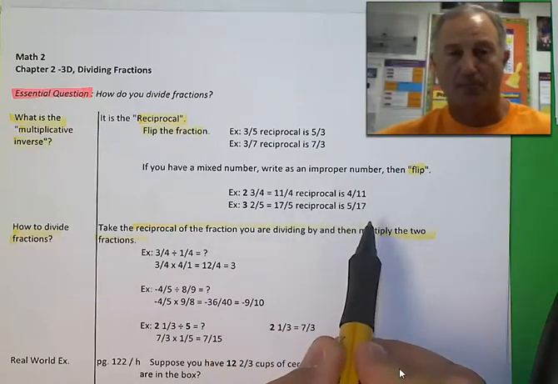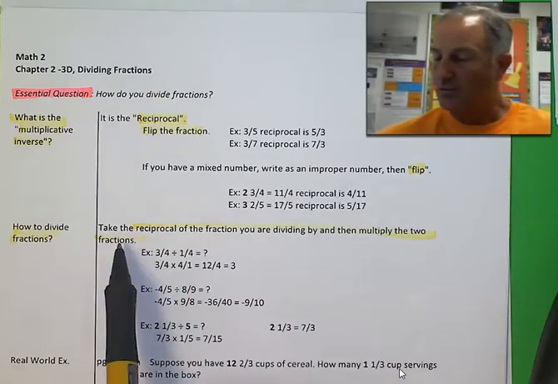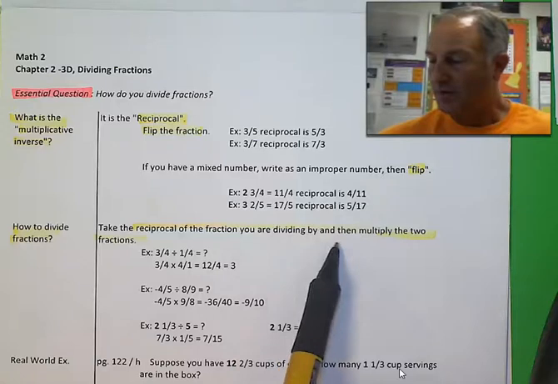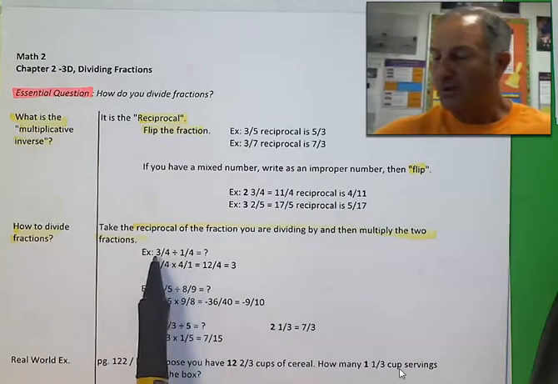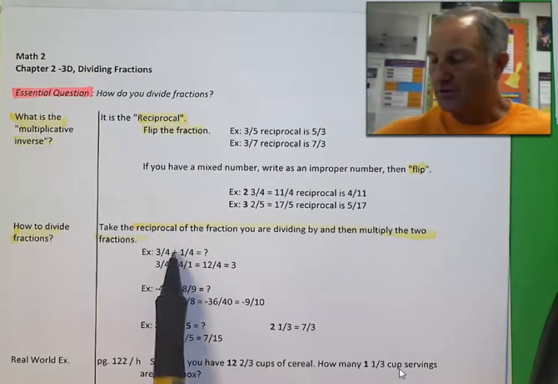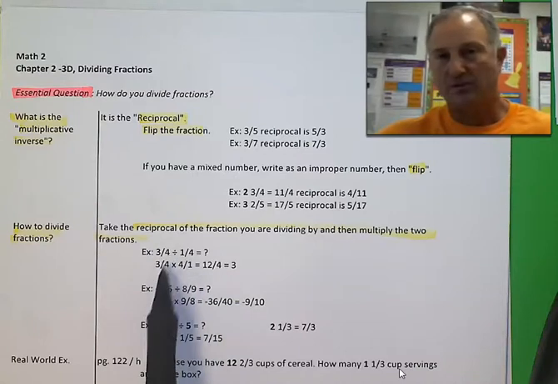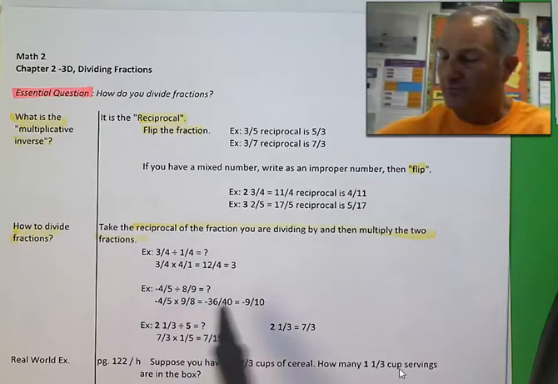So how do we take that and divide? What you do is you take the reciprocal of the fraction you are dividing by, and then multiply the two fractions. So for example, 3/4 divided by 1/4. You change division to multiplication and take the reciprocal of the fraction that follows. Do not change the number up front. Whatever that fraction is, just leave it. So now you end up with 3/4 times 4/1.